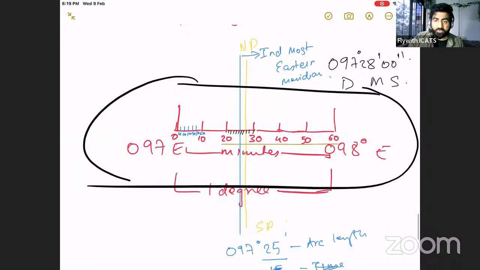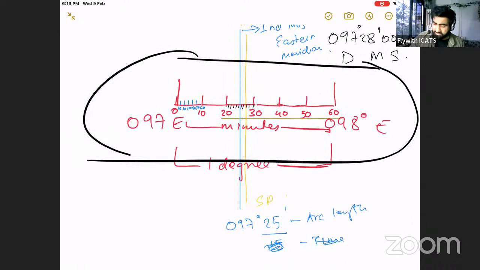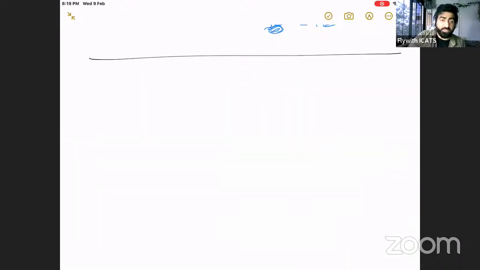Good. Anything else? Students, remember your formulas from your notes. First time, I'm not going to give formulas. I want to see if you have written the correct formula. And I want you all to convert the following.